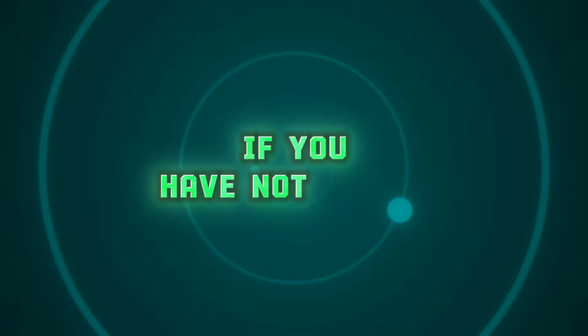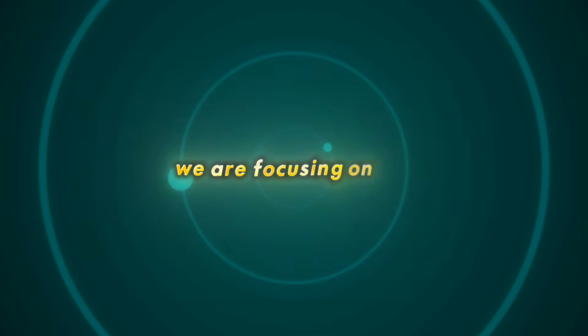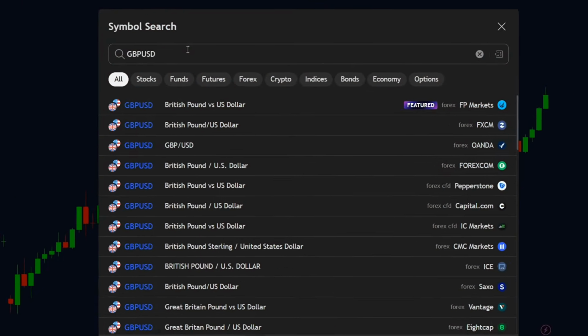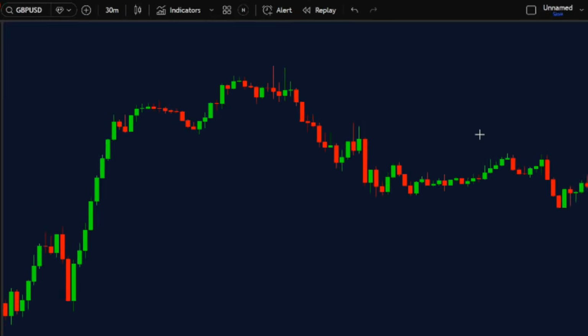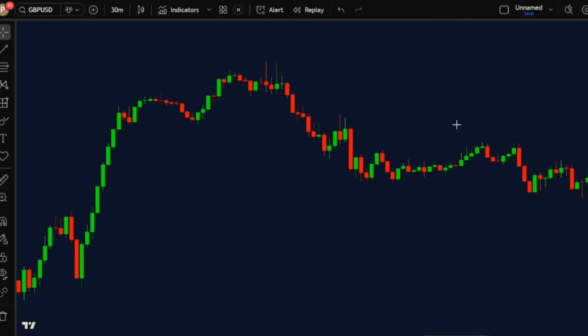We are executing this analysis on TradingView. If you have not signed up yet, to begin, open a completely clean chart. For this tutorial, we are focusing on the Great British Pound against the US dollar, the GBP USD, on the 30 minute time frame. This pair provides the necessary volatility for this strategy to work effectively.